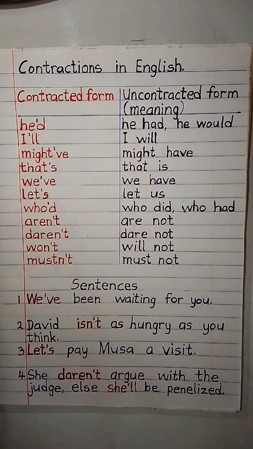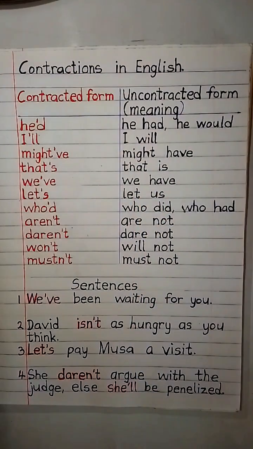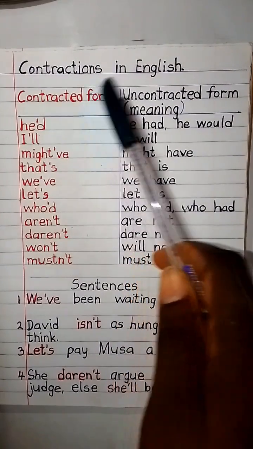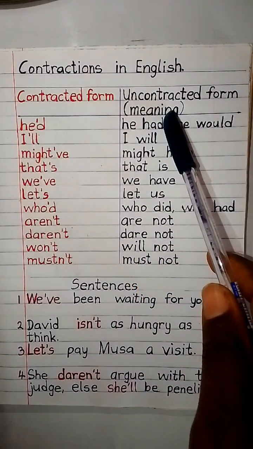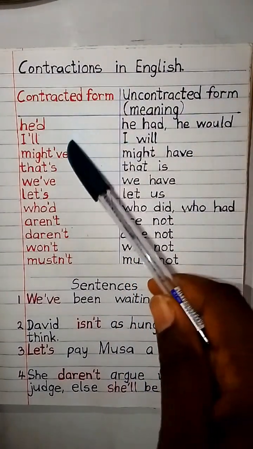Okay, so we use contractions for both written and oral communication. So let's dive into the contractions. These are the contracted form and these are the uncontracted form. That is the meaning of this one.